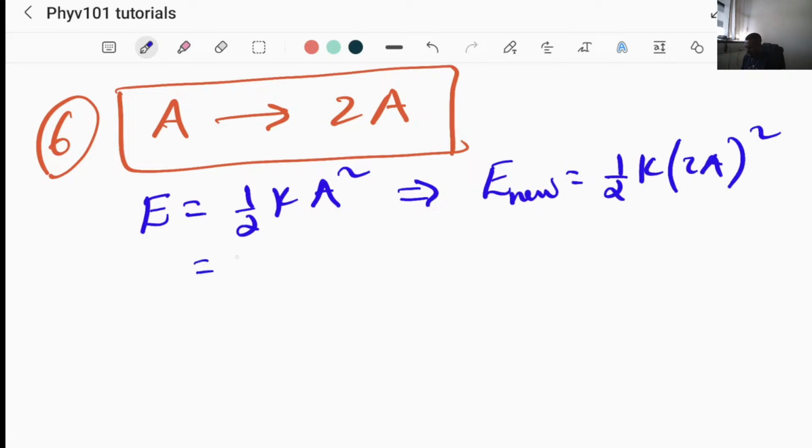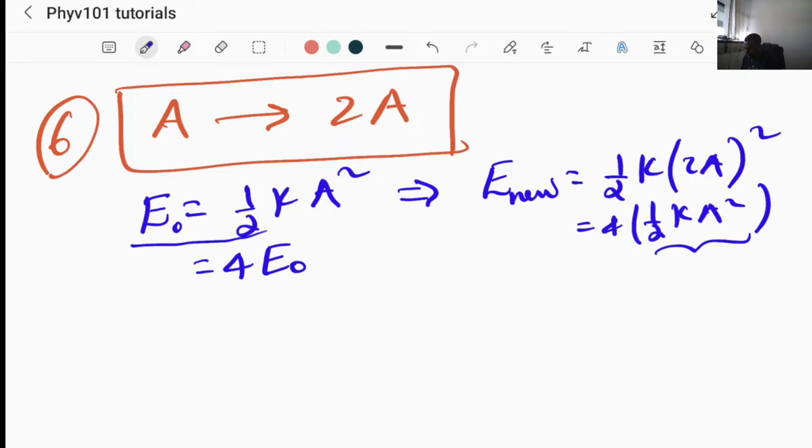I think this is a very easy one. If you double that one, it's going to be 4 times E naught, if I call this one E naught. Can you see? Basically what I did here is 4 times 1 over 2 k A squared. This 1 over 2 k A squared is the given energy from the formula. If you double the amplitude, you quadruple the energy. It's 4 times the initial energy. Energy increased by a factor of 4.